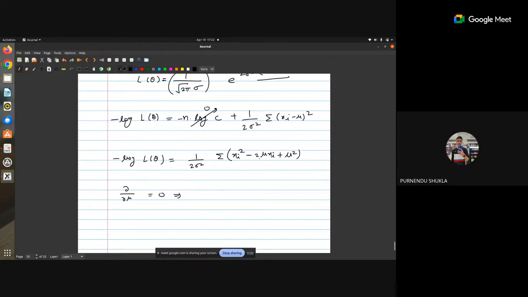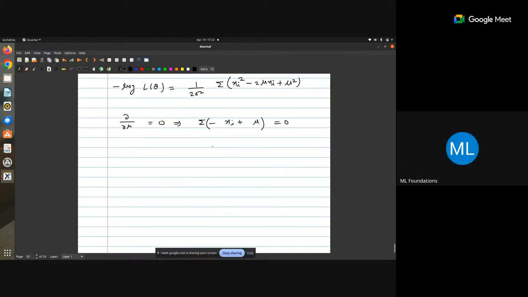This will be minus 2xi, and after differentiation plus 2 mu, and all of it will be in summation. I'll take 2 common. So this will become minus of summation of xi plus n mu equal to 0. So basically, summation of n mu.